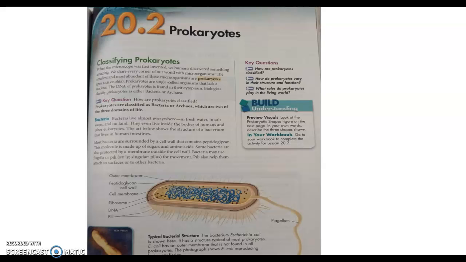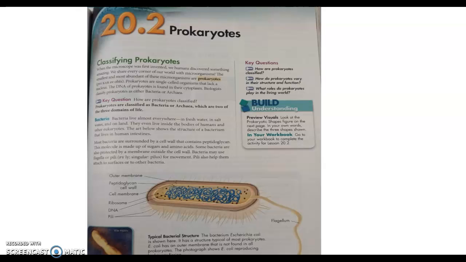The art below shows the structure of a bacterium that lives in the human intestines. Most bacteria are surrounded by a cell wall that contains peptidoglycan. This molecule is made up of sugars and amino acids. Some bacteria are also protected by a membrane outside the cell wall. Bacteria may use flagella or pili for movement. Pili also help them attach to the surface of other bacteria.